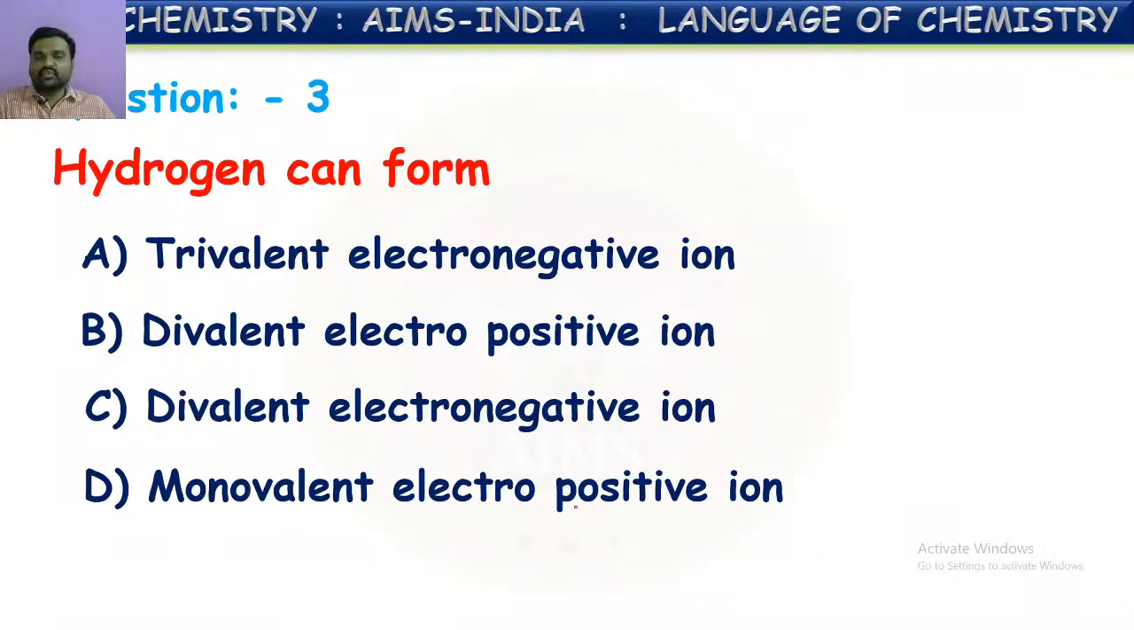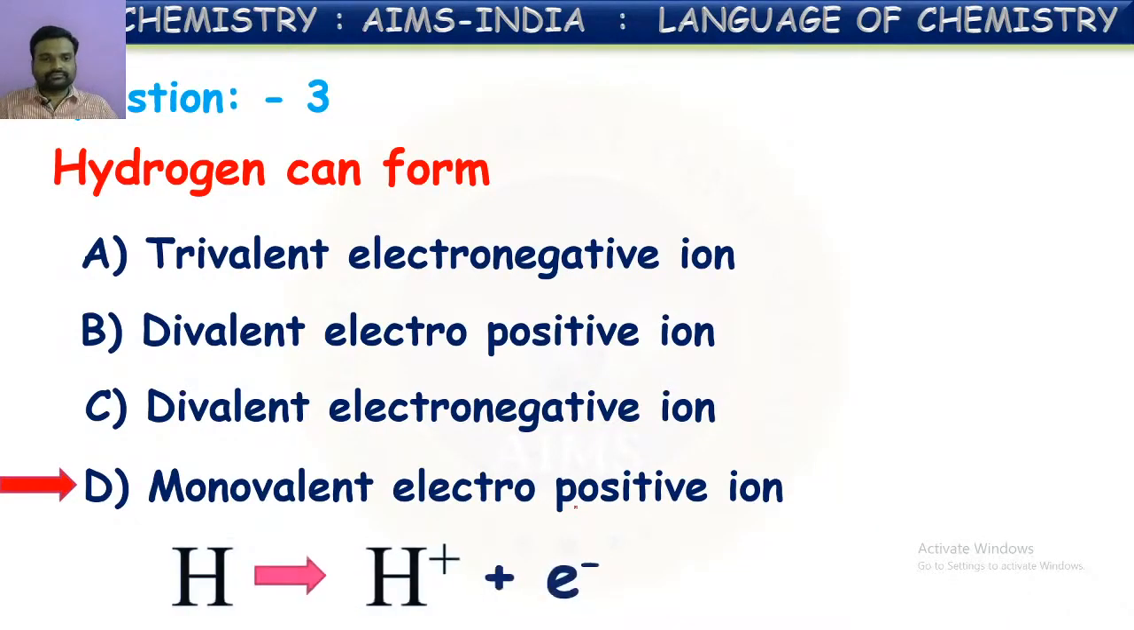So hydrogen has only one electron in its shell. So what kind of ion can it form now? By loss of this electron, it can form a monovalent electropositive ion. As it has only one electron, it can lose it when it combines with other elements, and hence it forms a cation, which is also called a monovalent electropositive ion. So the correct answer is, yes, many of you are giving the correct answer. D is the correct answer. Yes, we can see here hydrogen by the loss of one electron forms an H+ ion.